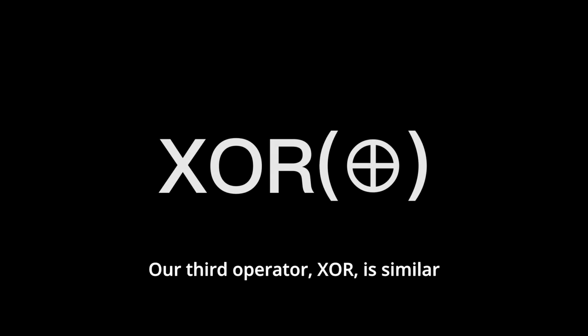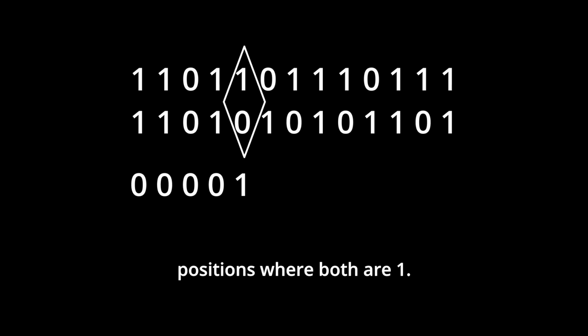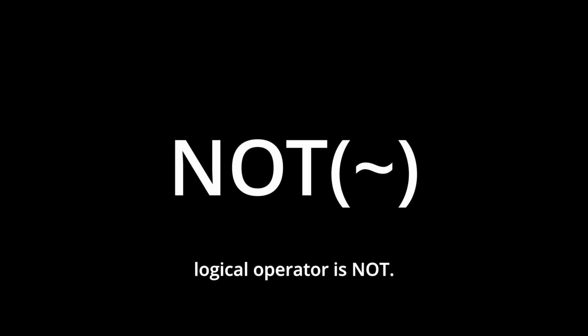Our third operator, XOR, is similar to OR but not really. It's called exclusive OR, and what it does is it essentially leaves out the positions where both are 1. Our fourth and last logical operator is NOT. This one will flip all the bits, turning a 1 into a 0 or a 0 into a 1. It essentially inverts the bit string.